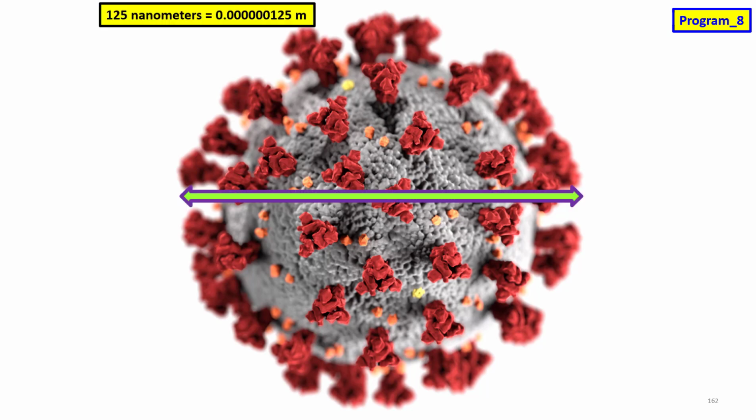The currently reported average diameter of the virus particles is about 125 nanometers. That's 0.125 micrometers. But those measures have shown some troubling variances.